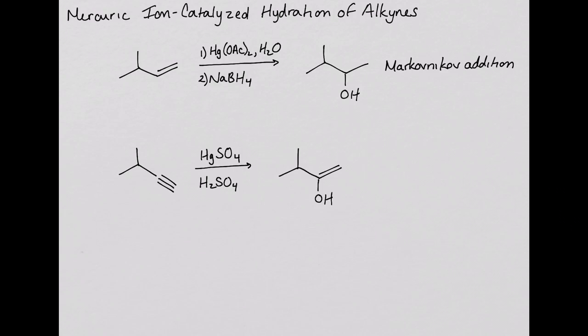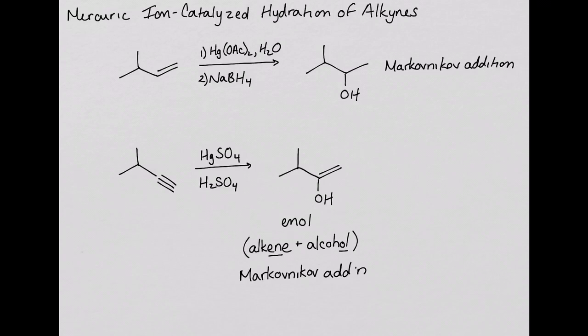This produces an intermediate called an enol, because it contains both an alkene and an alcohol. This enol is the Markovnikov product from the addition of water to the alkyne. However, this enol is unstable and quickly rearranges to form a ketone. This rearrangement occurs in the presence of protons, strong acid, and it is an equilibrium that favors the ketone form over the enol. Therefore, the product of hydration of an alkyne is a ketone.